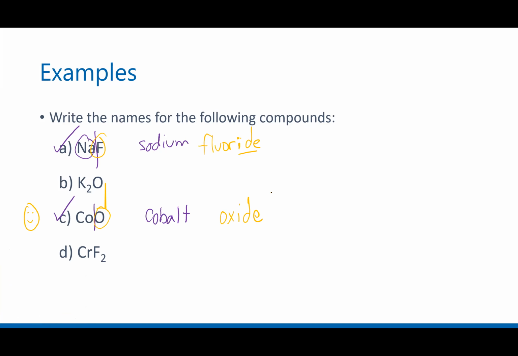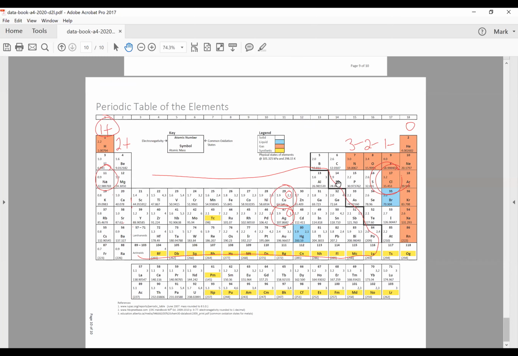But I'm missing one thing. I need to tell you guys the charge on the cobalt because it could be 1, it could be 2. Let's go to the periodic table and see what my options are. All right, let me clean up some of the messy ink here. So cobalt, number 27 on the periodic table. The options for cobalt are cobalt 2 and cobalt 3.